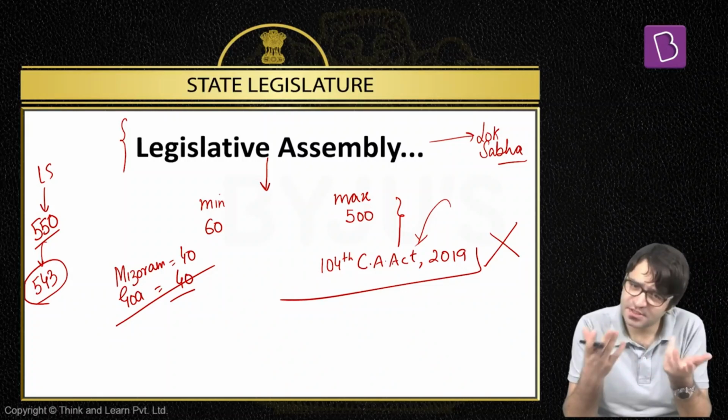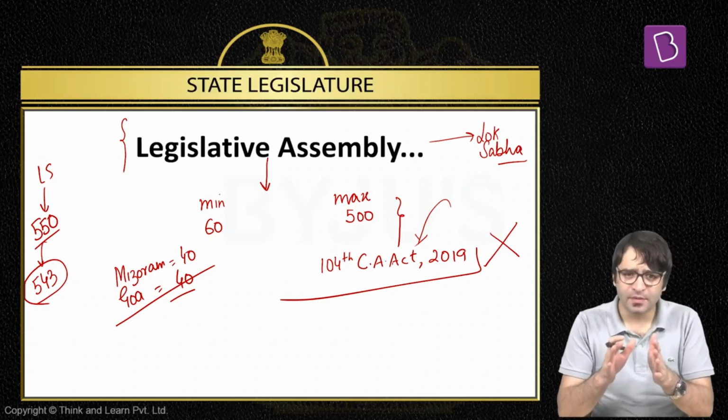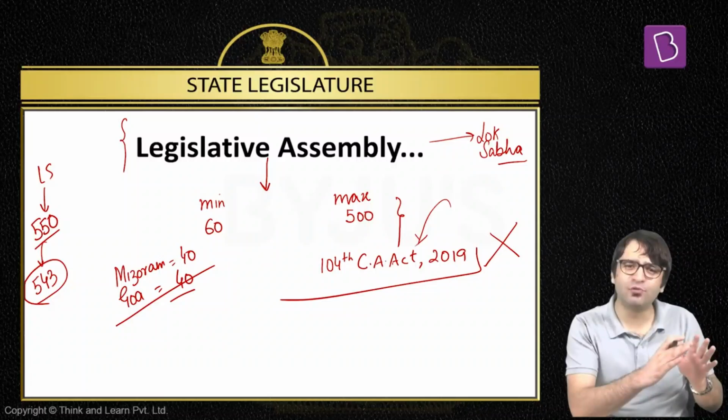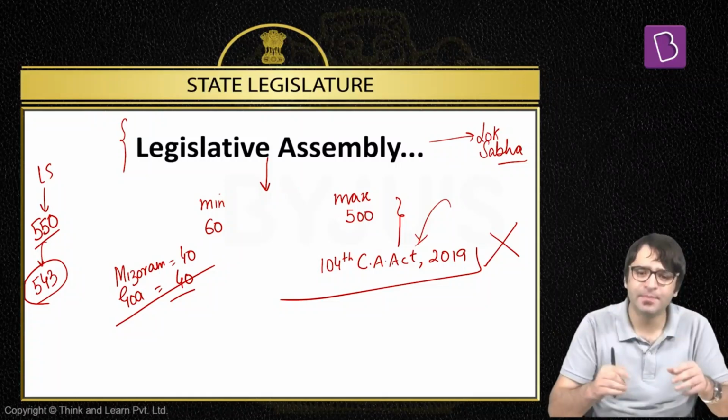How is budget passed? Same procedure. Similarly, no confidence motion, censure motion, privilege motion, all these motions which can be introduced in Lok Sabha, the same motions can be introduced in legislative assembly as well. So we don't have to discuss legislative assembly separately because whatever is true for Lok Sabha, that is true for legislative assembly as well.